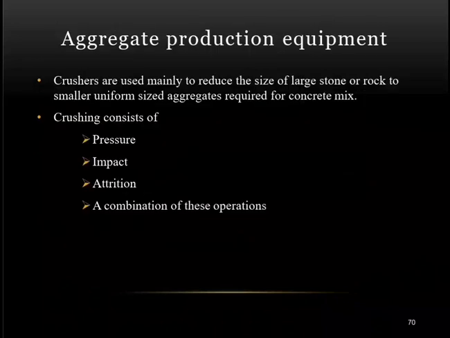Aggregate production equipment. Crushers are used mainly to reduce the size of large stone or rock to smaller uniform size aggregate required for the concrete mix. Crusher consists of pressure, impact, adhesion, or a combination of these operations.